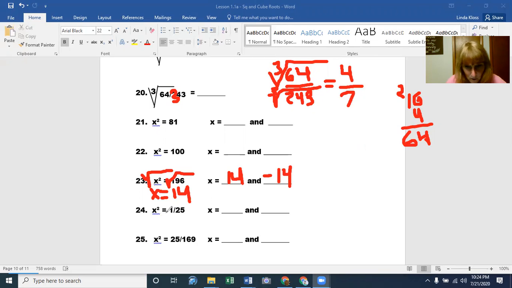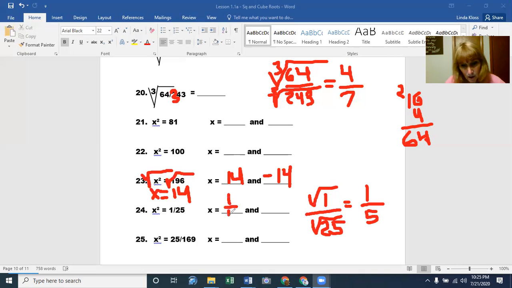X squared is equal to 1/25. So that's the same as taking the square root of 1 over the square root of 25. So what is the square root of 1? What number multiplied by itself will give you 1? Yes, 1, right? And what number multiplied by itself will give you 25? Yes, 5. So 1/5 is one of the answers. And what is the other answer? Negative 1/5. Very good. Awesome.